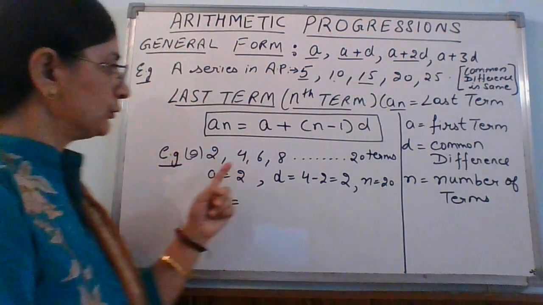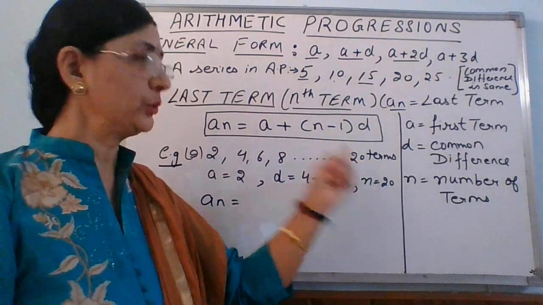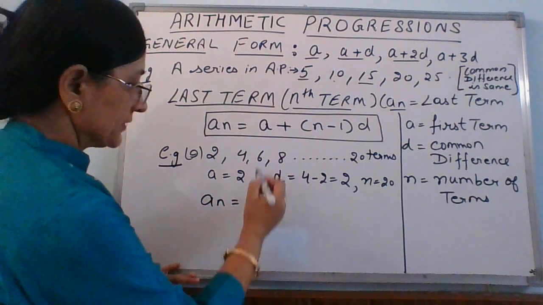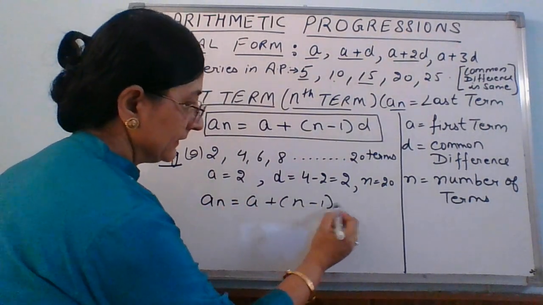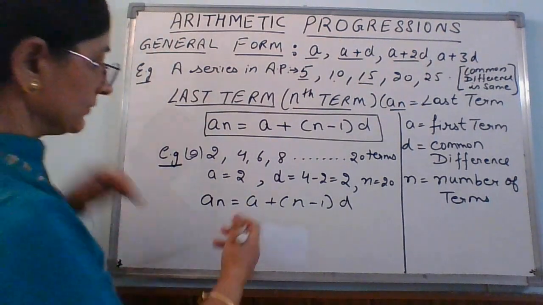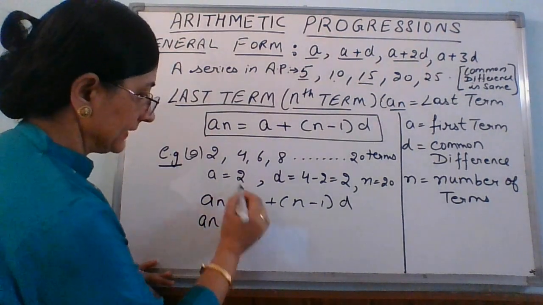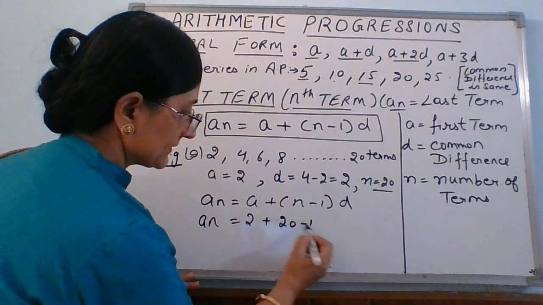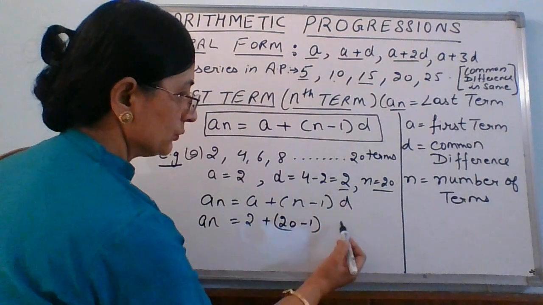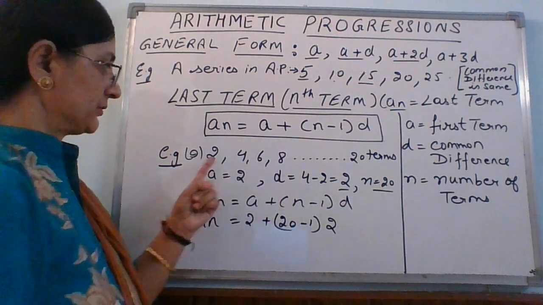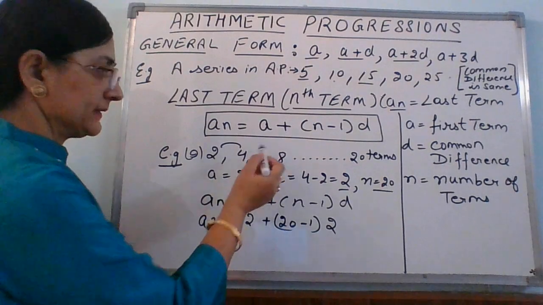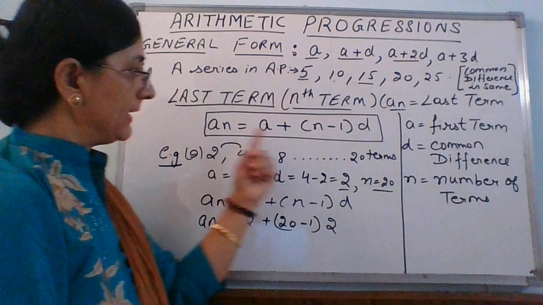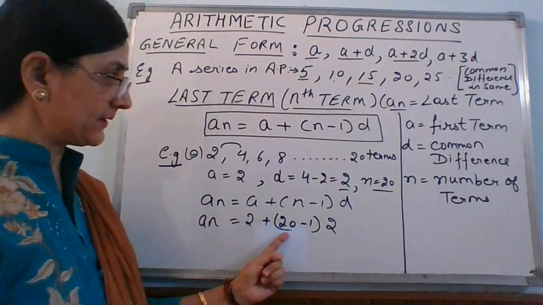For example, I have taken an example here. This is a question: 2, 4, 6, 8, 10, till I have to find the 20th term. N is here 20. So an will be, first you have to write the formula A plus n minus 1 D. What you have to do is substitute the value of A, that is 2. Here n is 20, minus 1. What is D? D is 2. You can find D as second term minus first term also. I hope it's clear. So how to find the last term? A is required, n is required and D is required.